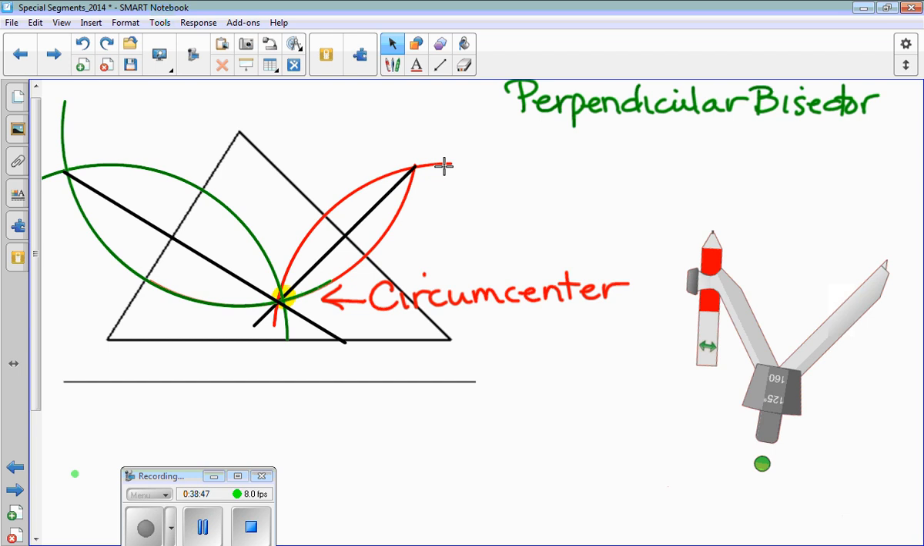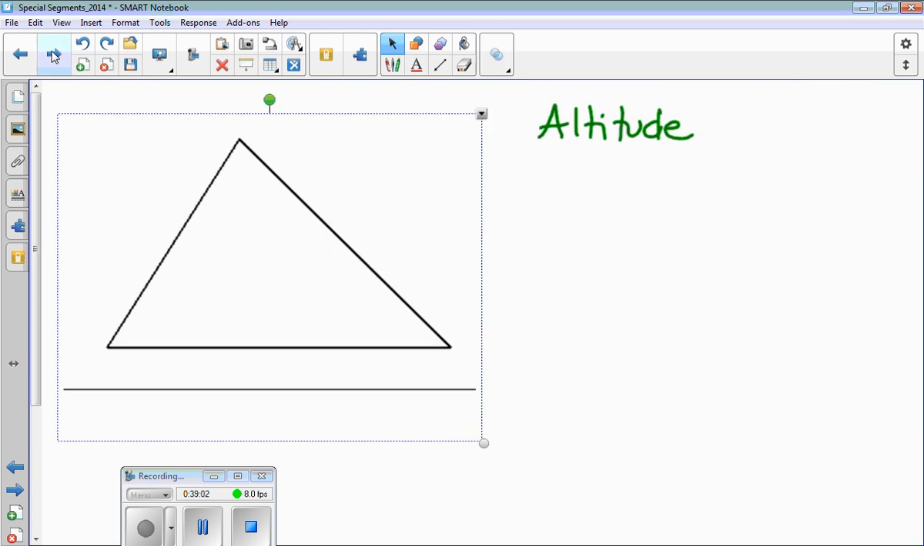So far we've done the in-center, we've done the centroid, and we've done the circumcenter. About 10 more minutes, we can get through it. Altitude is the next one. I think altitude is one of the harder ones, because altitude has to start at a vertex that's perpendicular to the opposite side. So we have to actually find the midpoint again. To me, this one's a little bit harder.